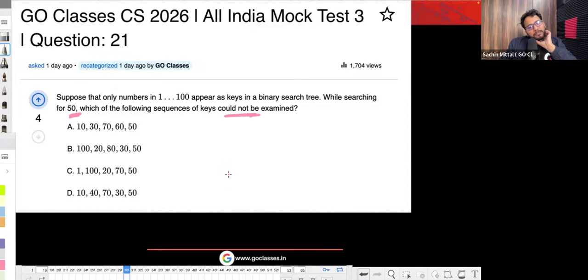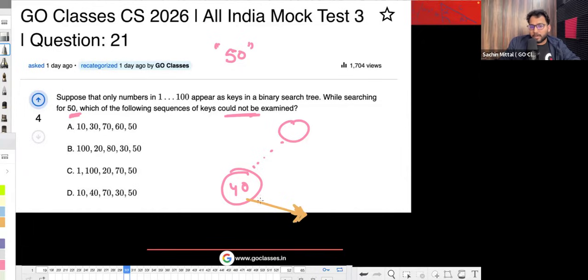See, if you are searching for 50, then here is one important trick that I will tell you. But before that, tell me, if you are searching for 50, and somewhere, let's suppose, 40 is coming. Then will you go to the right of the tree or to the left? Once you examine 40, you will be going to the right of the tree. That's fine to everyone. Now, in the right, can you ever find 30? Not possible, right?